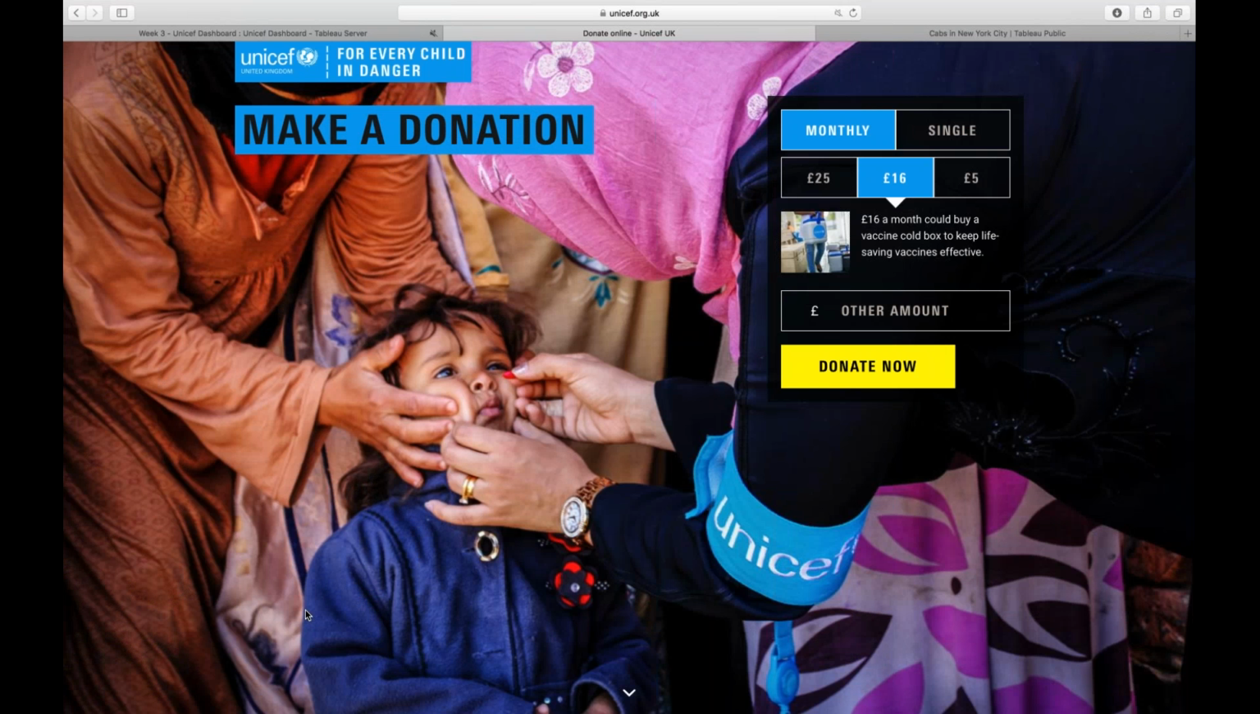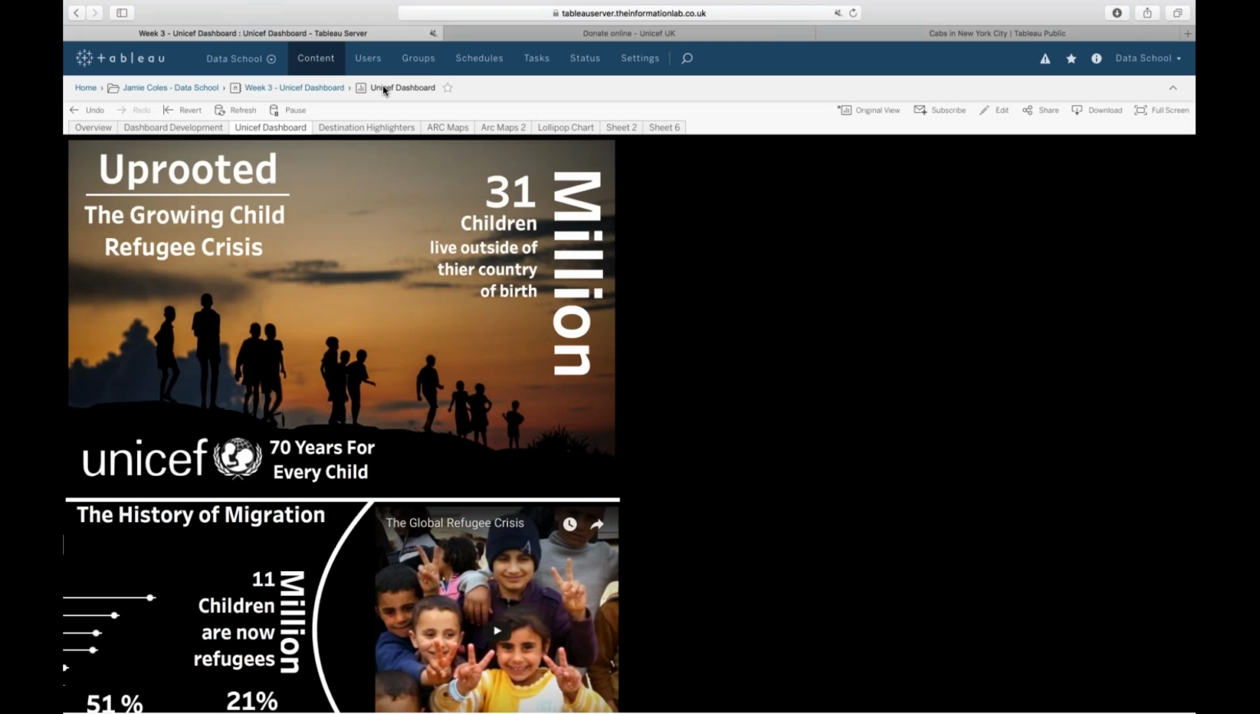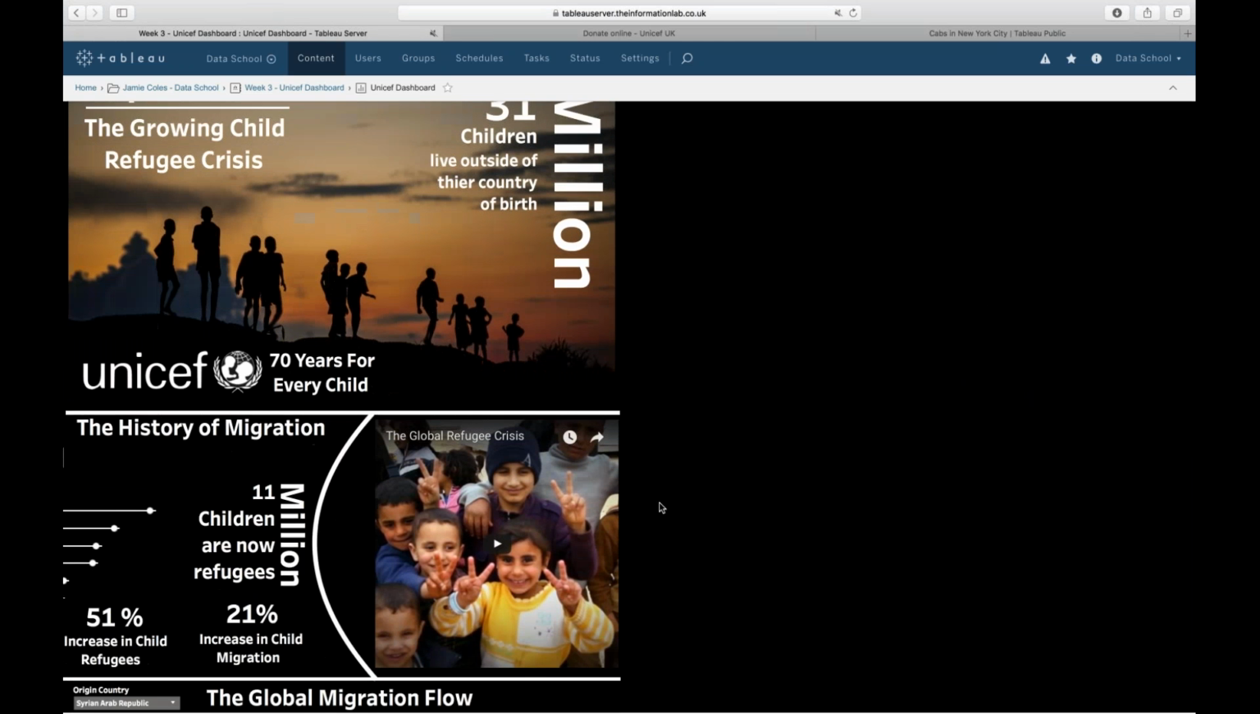So, yeah, that's good. Again, it's another minimal use of color, very, very clean. The dividers break it up nicely. I like how you use the dividers to break it up into sections.